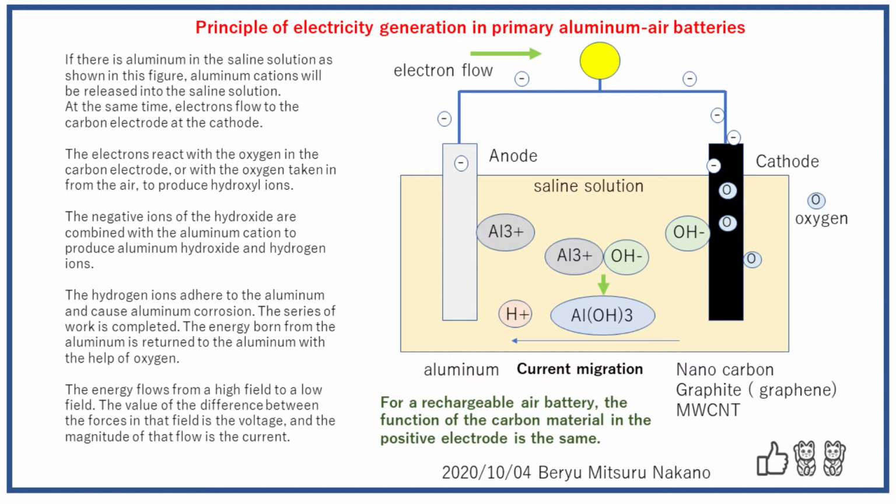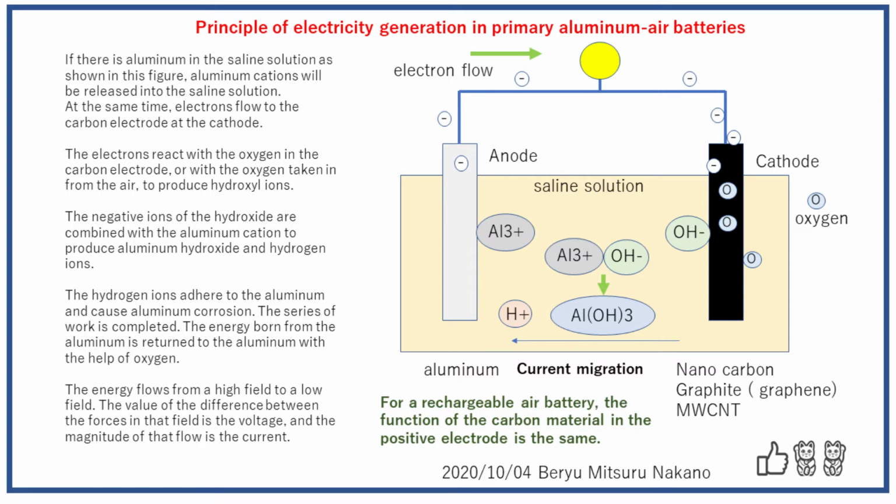produce hydroxyl ions. The negative ions of the hydroxide are combined with the aluminum cation to produce aluminum hydroxide and hydrogen ions. The hydrogen ions adhere to the aluminum and cause aluminum corrosion. The series of work is completed. The energy born from the aluminum is returned to the aluminum with the help of oxygen.